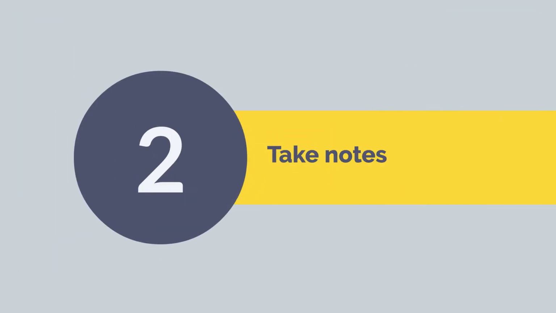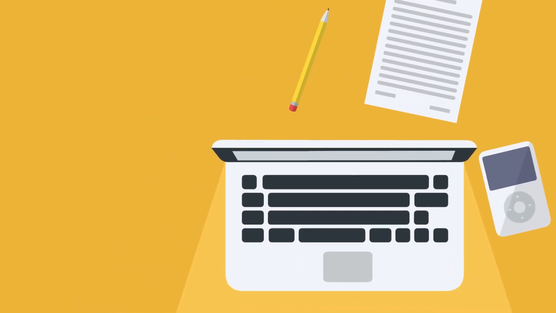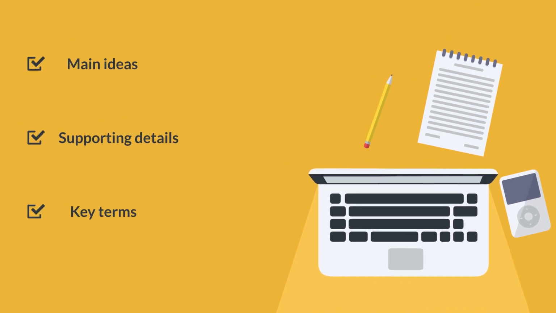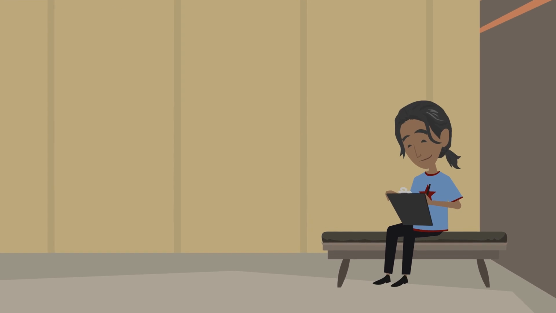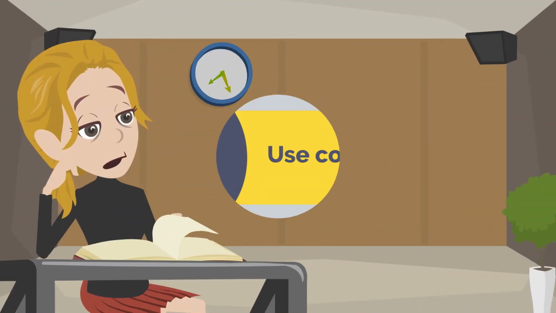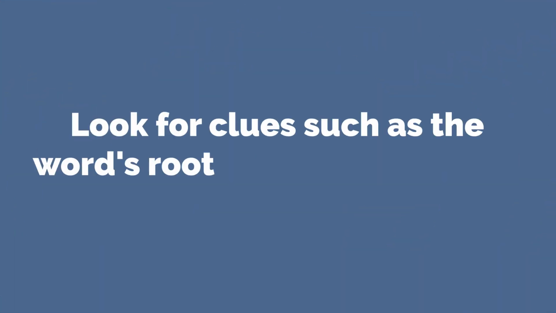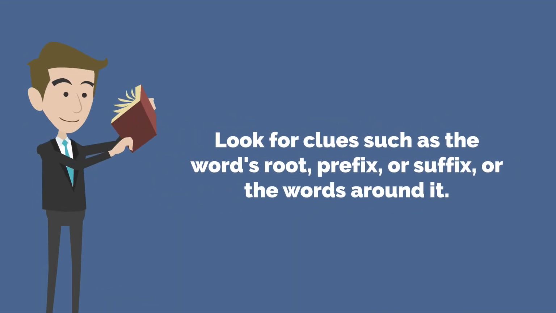2. Take notes. While reading, take notes to capture important information, such as main ideas, supporting details, and key terms. This will help you remember what you've read and make it easier to review later. 3. Use context clues. Use context clues to infer the meaning of unfamiliar words. Look for clues such as the word's root, prefix, or suffix, or the words around it. This will help you understand the text better.